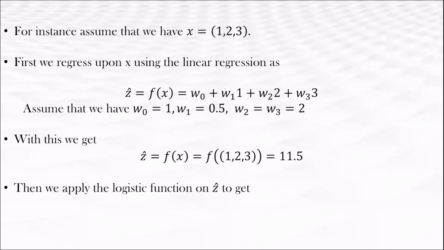Now we apply the logistic function, which is basically the sigmoid function, on z hat to get y hat is equal to 1 over 1 plus e to the power of minus 11.5, which gives us the value 0.999.